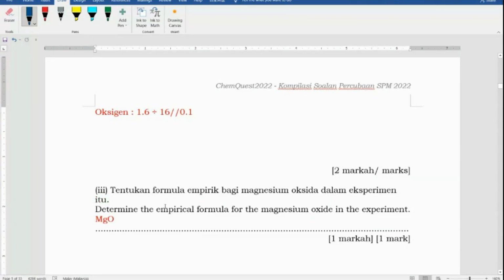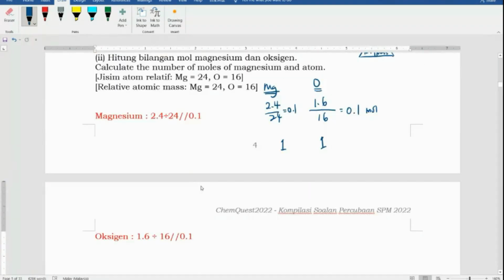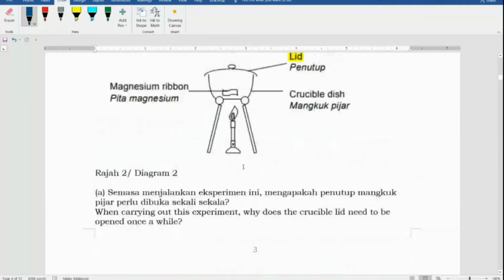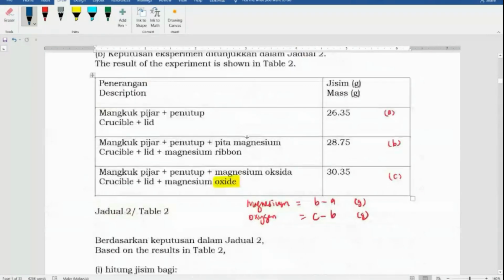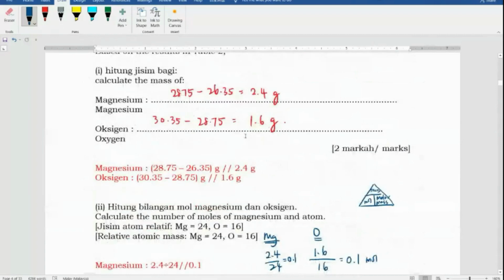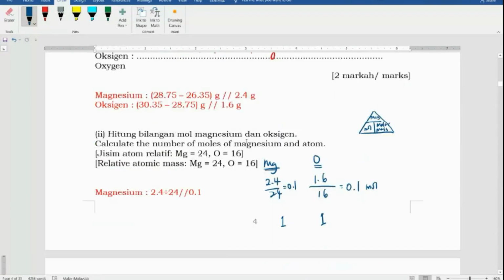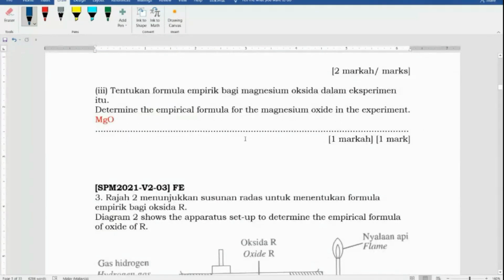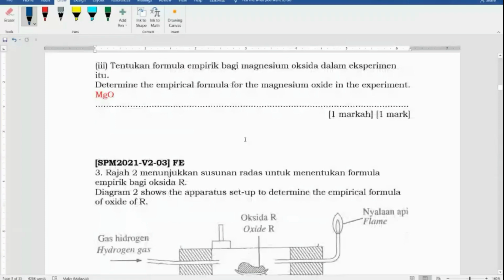Okay, Faris. So class, if this is the empirical formula for the magnesium oxide, normally this question will be answered. So you must know how to answer questions like this. Now, I think this one is SPM 2021.